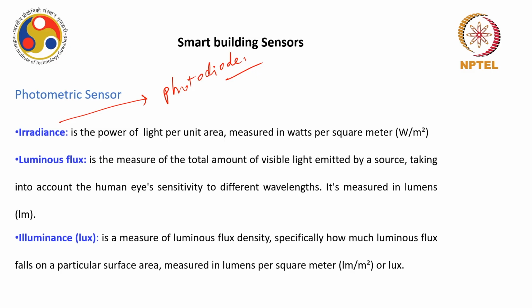Then another thing which is of our interest is the illuminance. This is measured in lux and is a measure of luminous flux density, specifically how much luminous flux falls on a particular surface area, and this is what the photometric sensor is all about. It is measured in lumens per square meter, which is also known as lux. So luminous flux and lux are the two things of our interest, but they are not directly given by the photodiodes.